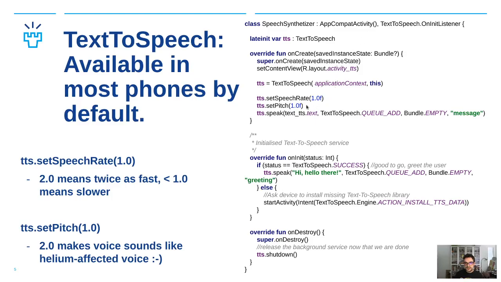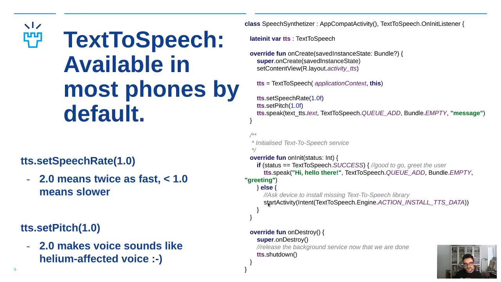So when you run this class for the first time, you need to implement this interface on initialization listener. And that's this function here that this will require you to implement inside your activity. And so what you need to do is check the status of that. So if the text-to-speech is available on the phone, then everything's okay. Otherwise, you can actually ask the device to install the missing text-to-speech library.